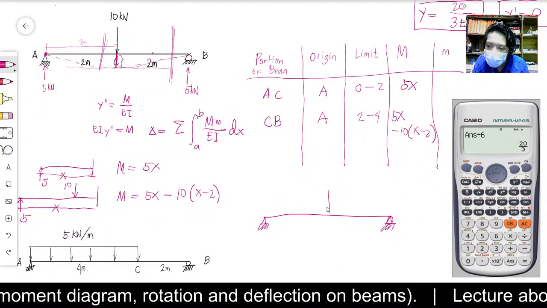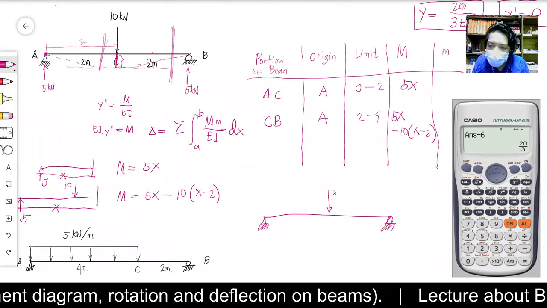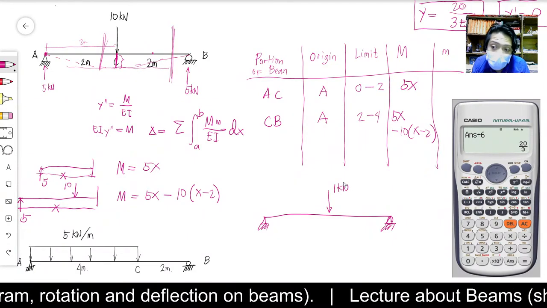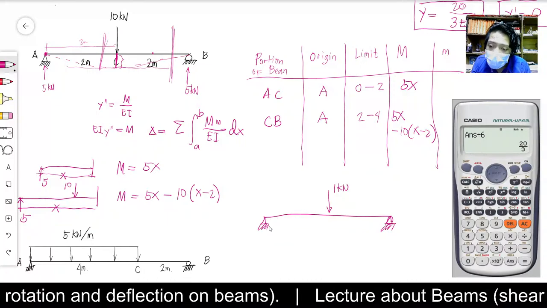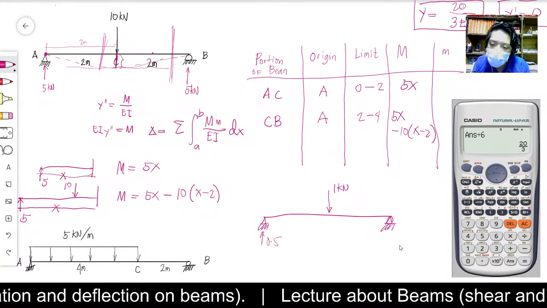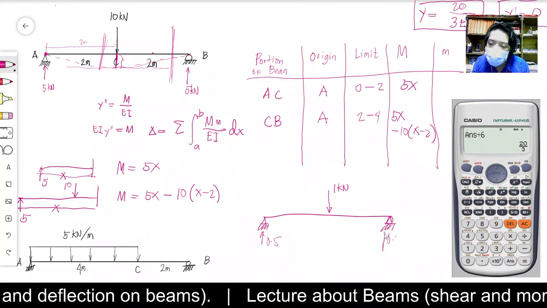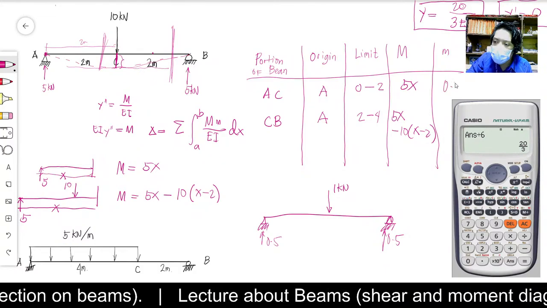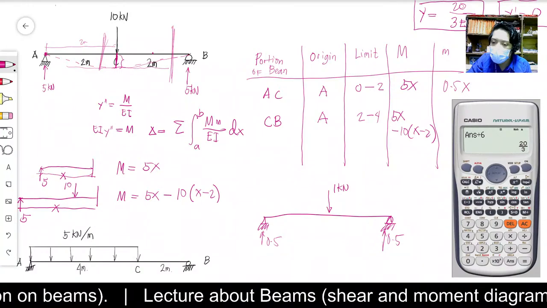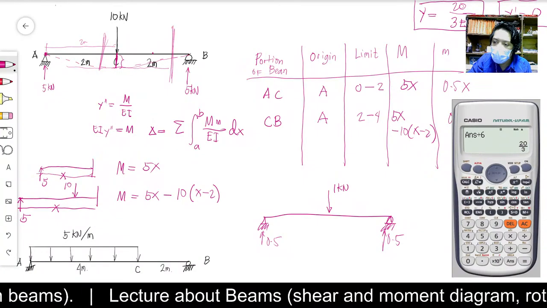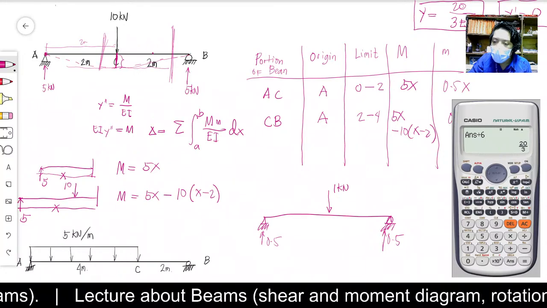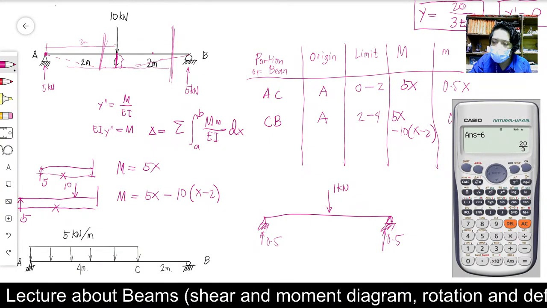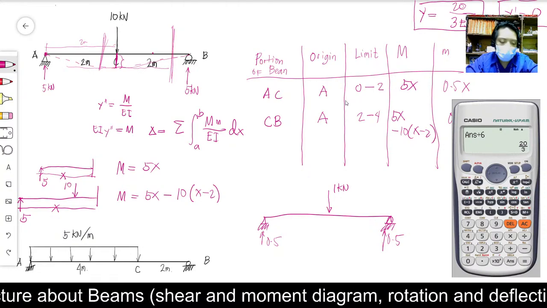Tapos mag-apply kita di dahin virtual load. Okay, anong virtual load? Virtual lahiya, dirihiya actual load. Meron natin 1 kN. 1 kN tat i-apply kay, di ba, unit load it i-apply. Meron di 0.5. Meron di 0.5. So, an imo moment, didi, is 0.5x. And one naman didi moment is 0.5x minus 1 times x minus 2. So, x minus 2 nala.